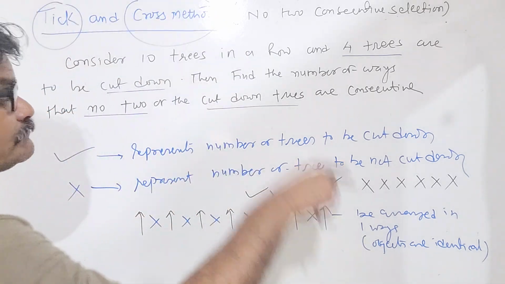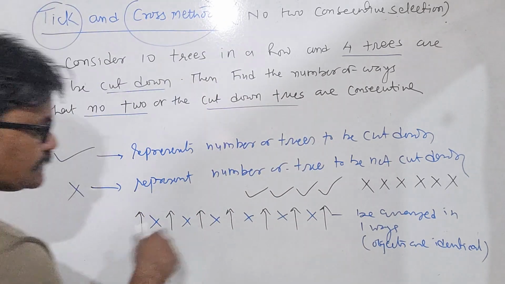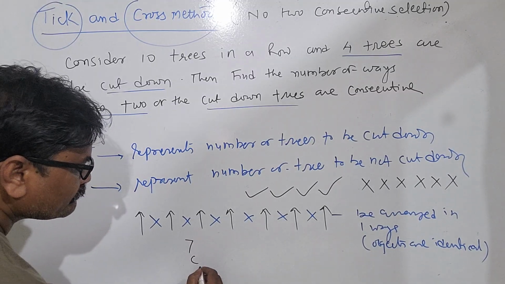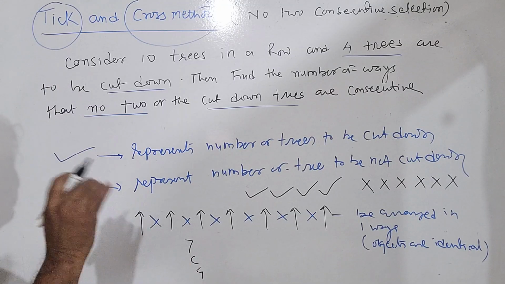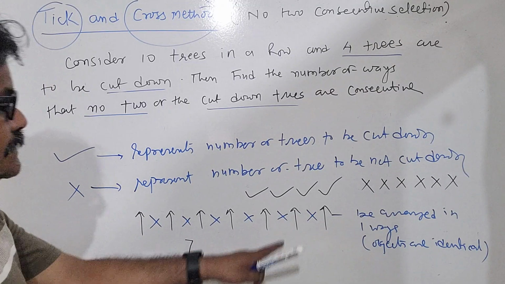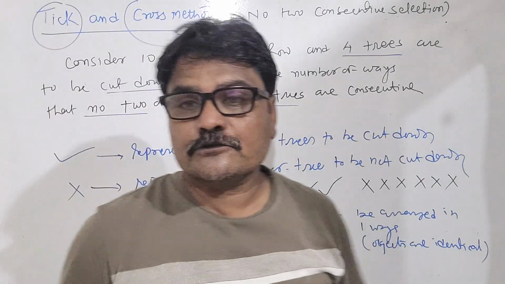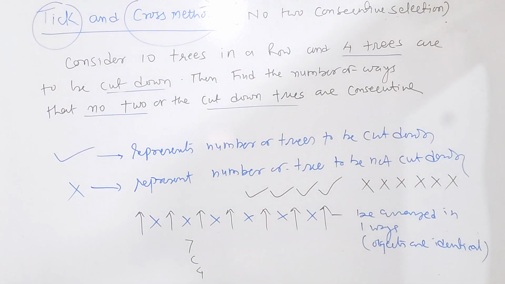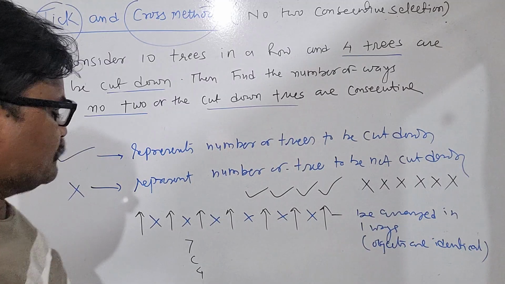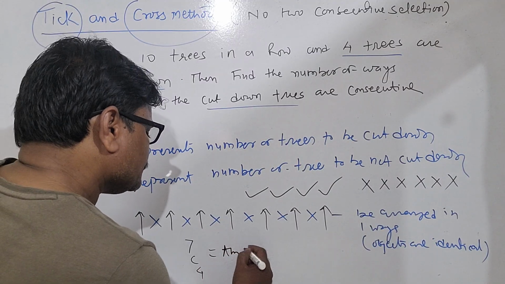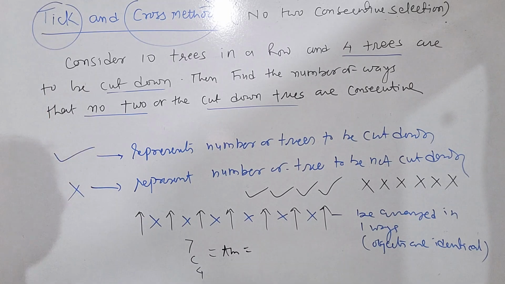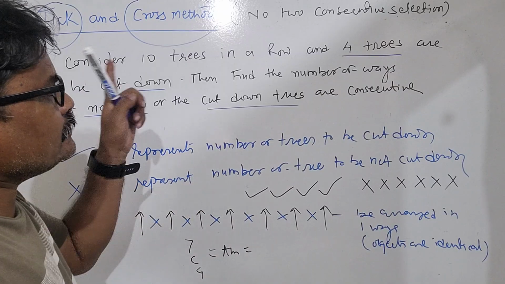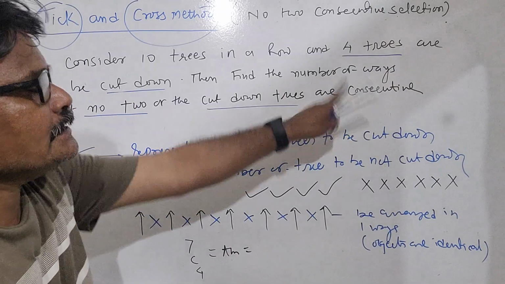Therefore those trees which are to be cut down should be placed over these gaps. So how many gaps are there? 7. How many gaps do you have to select? 4. So this is the number of ways of selecting 4 gaps out of the 7 gaps, and no 2 gaps are consecutive because a cross is there in between any 2 gaps. So this is your answer, that is, the total number of ways of cutting down the 4 trees out of the 10 trees in such a way that no 2 cut down trees are consecutive.